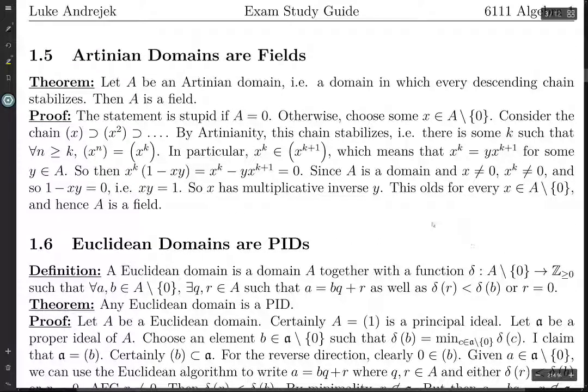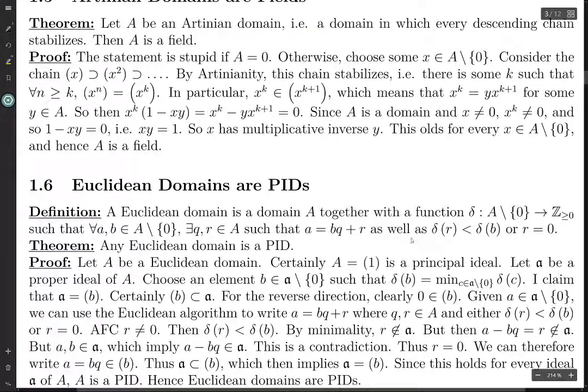Whew. Alright, here's another new thing, I guess. Artinian domains. So let A be an Artinian domain, i.e. a domain in which every single descending chain stabilizes. So it's like Noetherian, but replace ascending with descending. Prove that A is a field. So Artinian and domain means field.